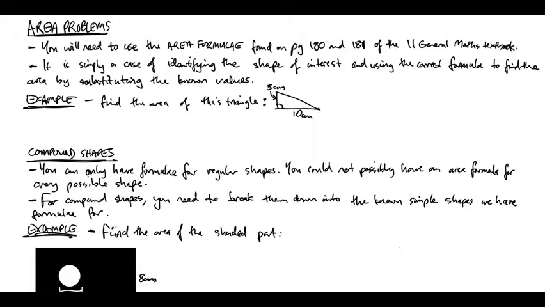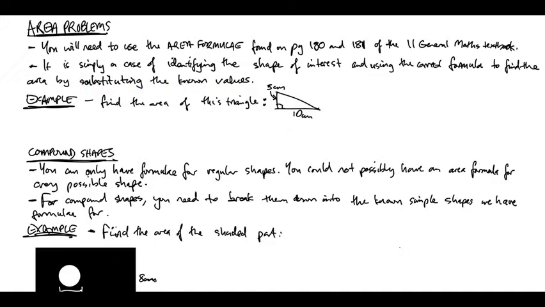So I'm not going to go and do an example of every single one of those. I'm just going to give you a general rule of how to use those formula, and that is basically you need to identify the shape in your question and you need to use the correct formula for that shape, okay? And how do you use the formula? You substitute the known values in.